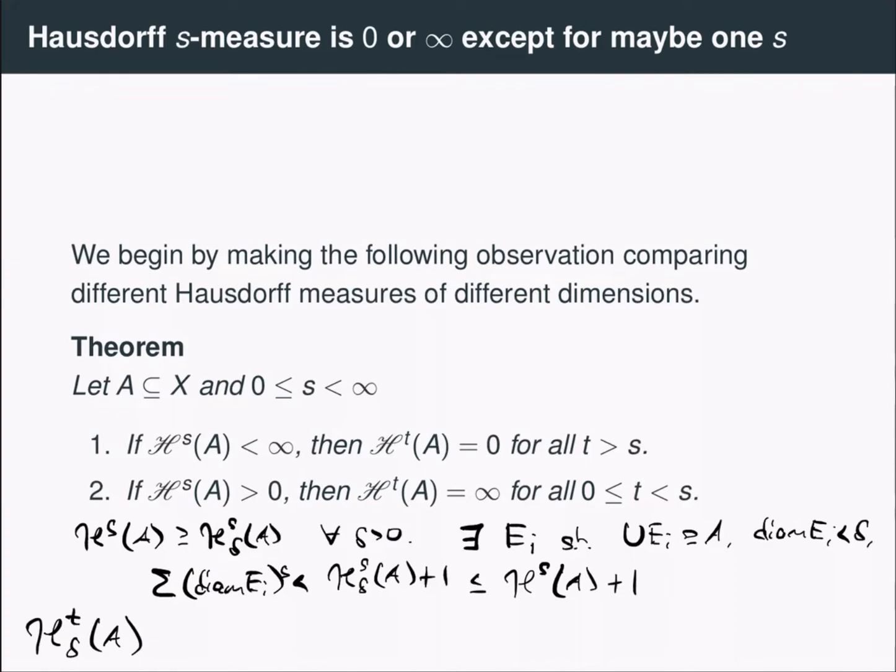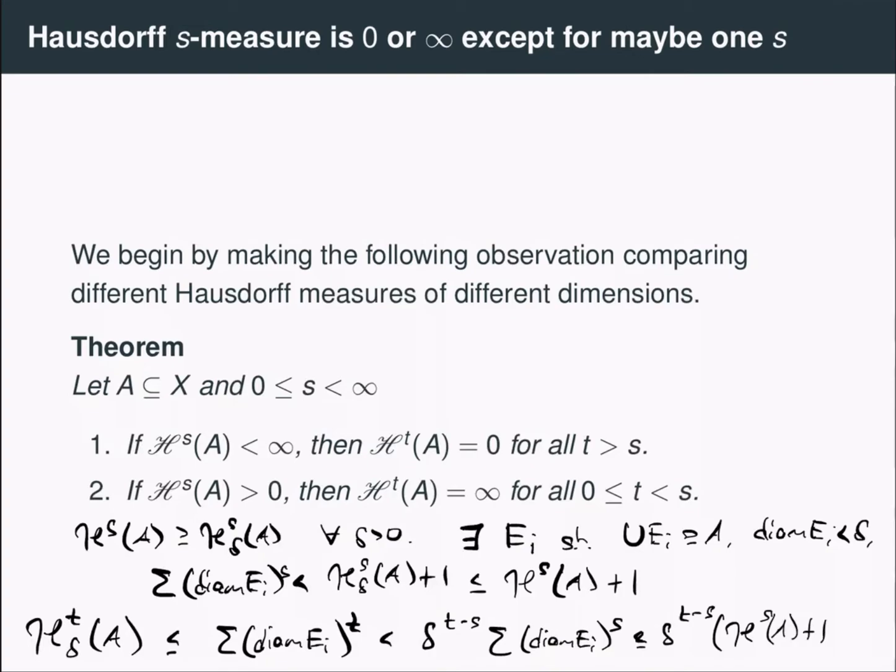So that means that H^t_delta is going to be at most the sum of the diameters of these E_i to the power not s but t. Now recall that the diameters of these sets are less than delta, which means that this is less than delta to the t minus s times the sum of the diameters of E_i to the s. And then by the inequality above, this is at most delta to the t minus s times the Hausdorff measure of A plus 1.